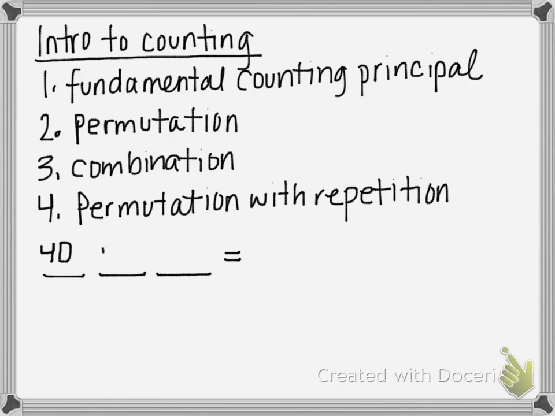Well, there are 40 possibilities. What could the second number be? 40 possibilities. What could the third number be? 40 possibilities, for a total of 64,000 possible combinations.